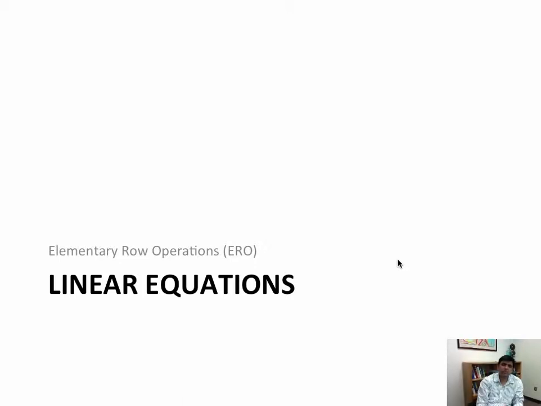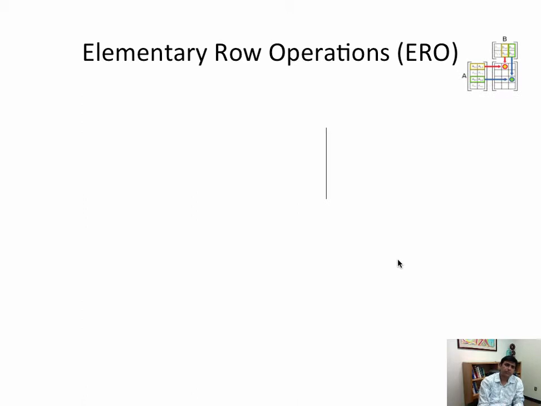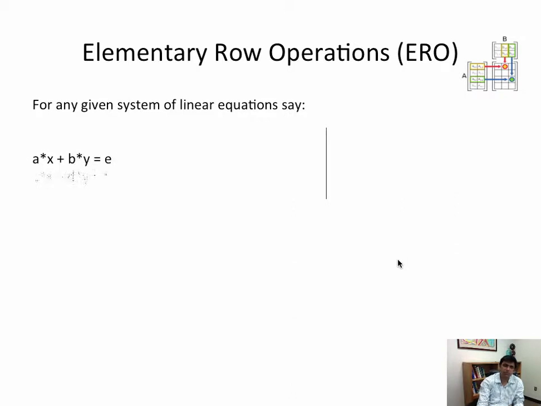And the last section we want to cover before we start working on the simplex method is what are called elementary row operations on linear equations. So let's say that we are given a system of linear equations: ax plus by is equal to e and cx plus dy is equal to f.